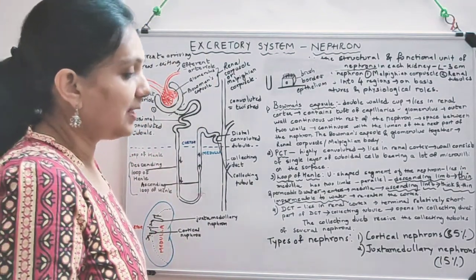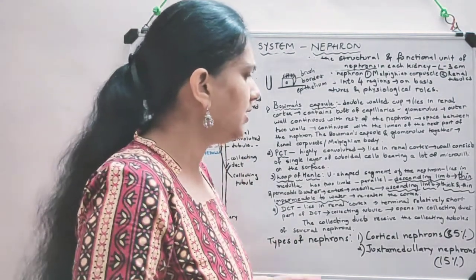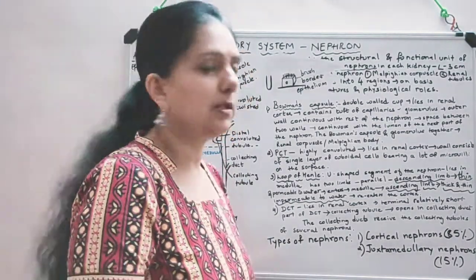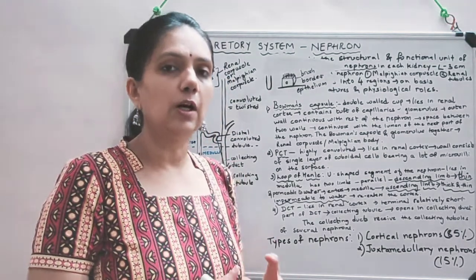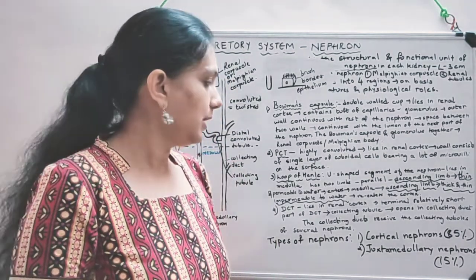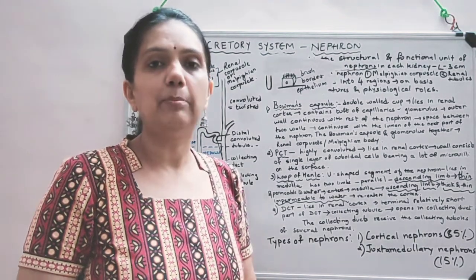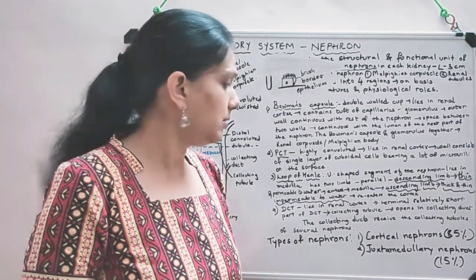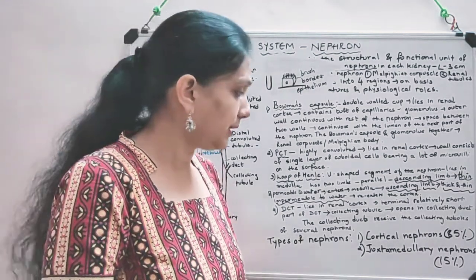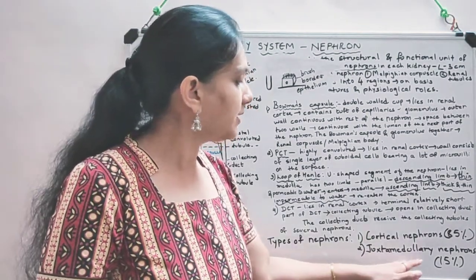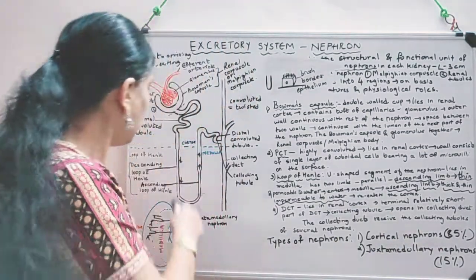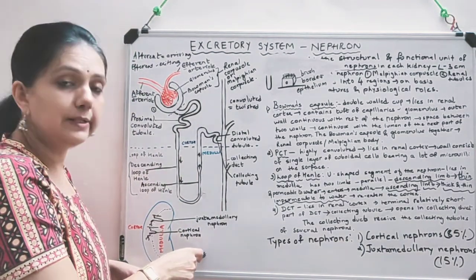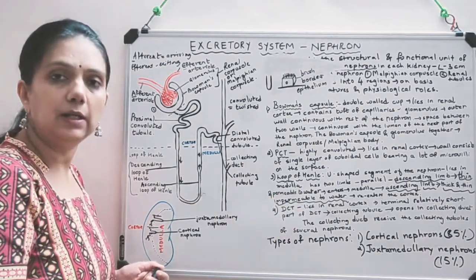So these are the types, and these juxtamedullary nephrons are specifically found in those organisms which need to conserve water in their body. I could cite an example of the kangaroo rat, which is a desert animal. Desert animals, I would specifically say the kangaroo rat, have more juxtamedullary nephrons. Why? Because the loop of Henle runs deeper and is longer than in the cortical nephrons.